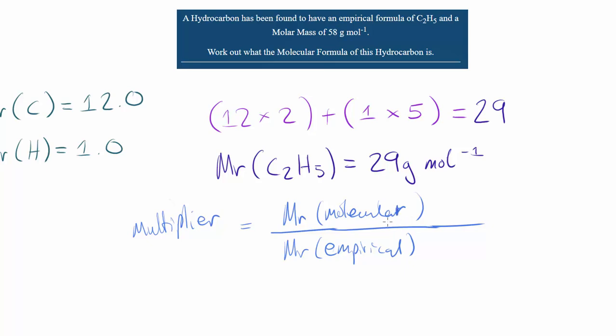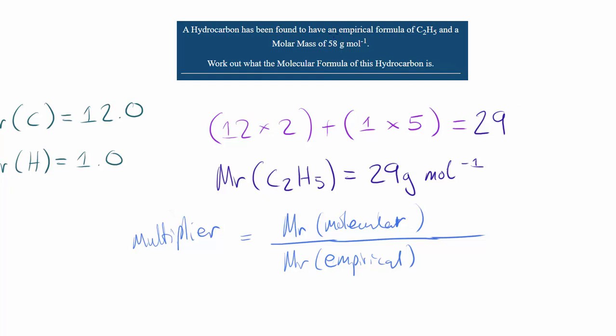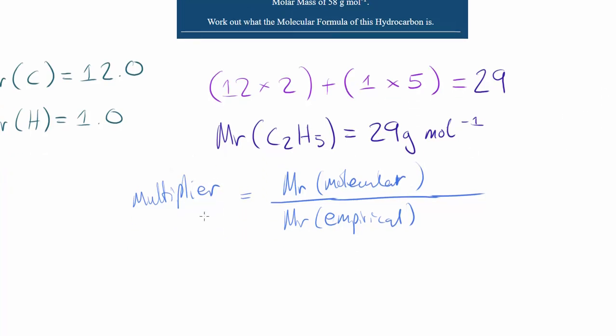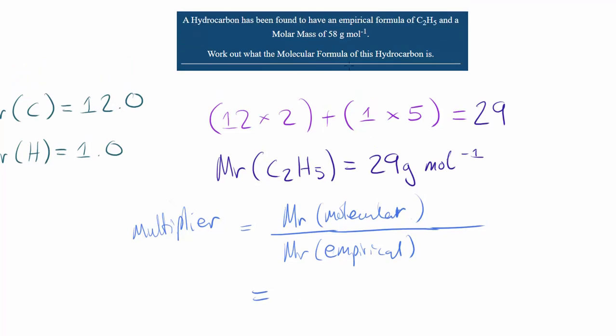Yeah, so that would give us the multiplier. And what does that mean in practice? In practice, it means taking 58, which is the molecular, and dividing it by 29, which is the empirical. This is just putting together a formula which applies to any given case, even though this one is relatively simple.